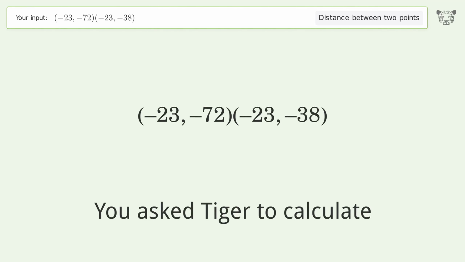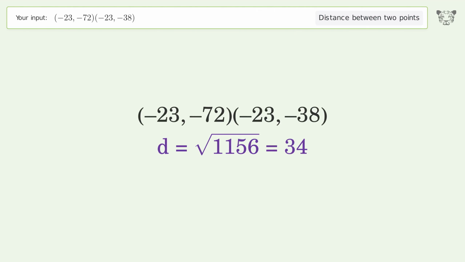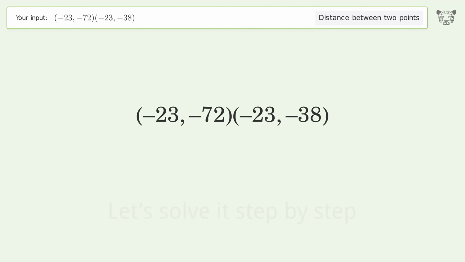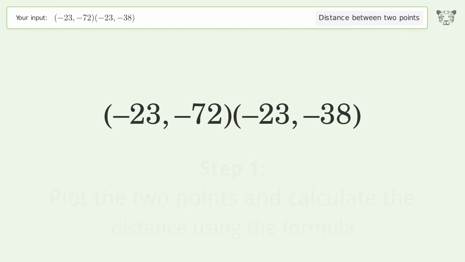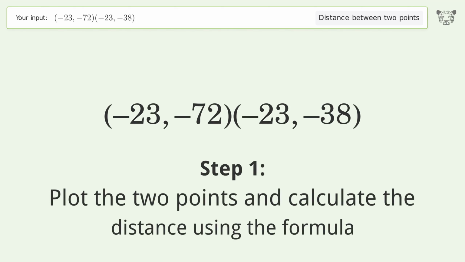You ask Tiger to calculate. This deals with the distance between 2 points. The distance between the 2 points is the square root of 1156, or 34. Let's solve it step by step. Plot the 2 points and calculate the distance using the formula.